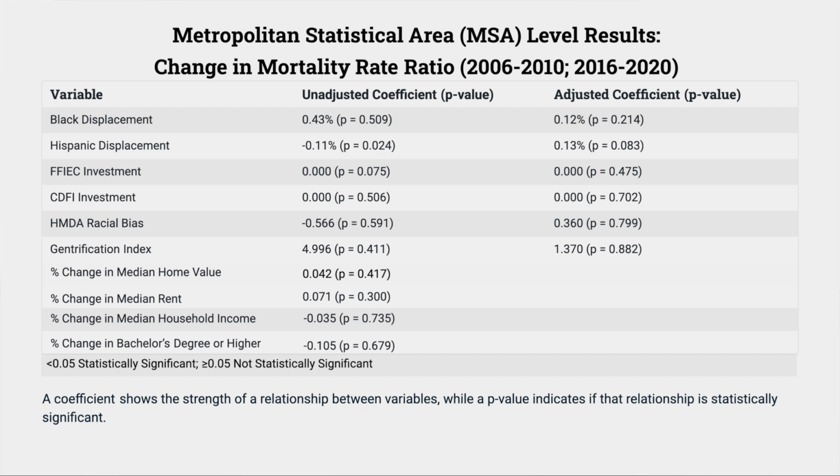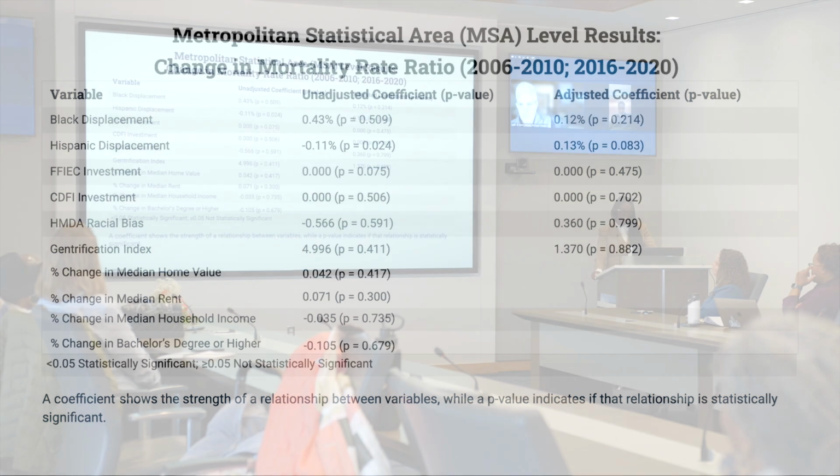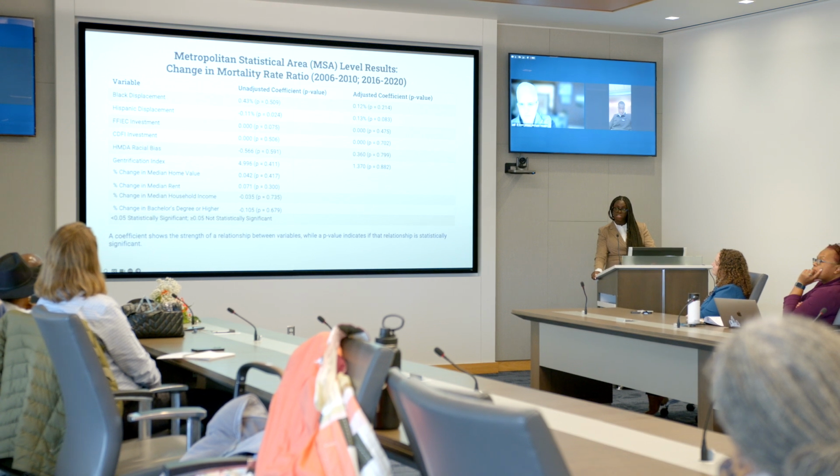At the MSA level, the analysis revealed limited significant associations between gentrification, displacement, economic investment, and changes in the Black to white mortality rate ratio from 2006 to 2010 and to 2016 to 2020. It is important to note that displacement is a percentage of Black and Hispanic population loss, and a positive value is a loss, as that is not intuitive in this data and presentation. The odds ratio of denial of mortgage applications for Blacks as compared to white applicants is the HMDA Racial Bias Index.